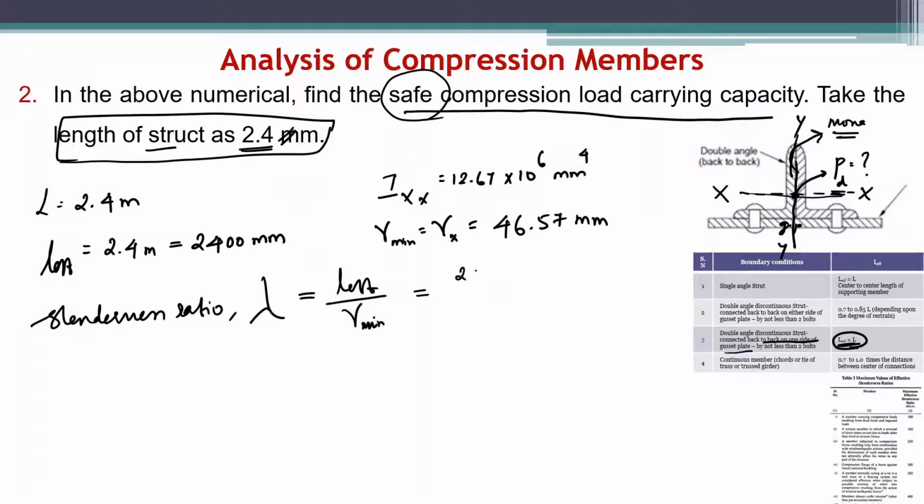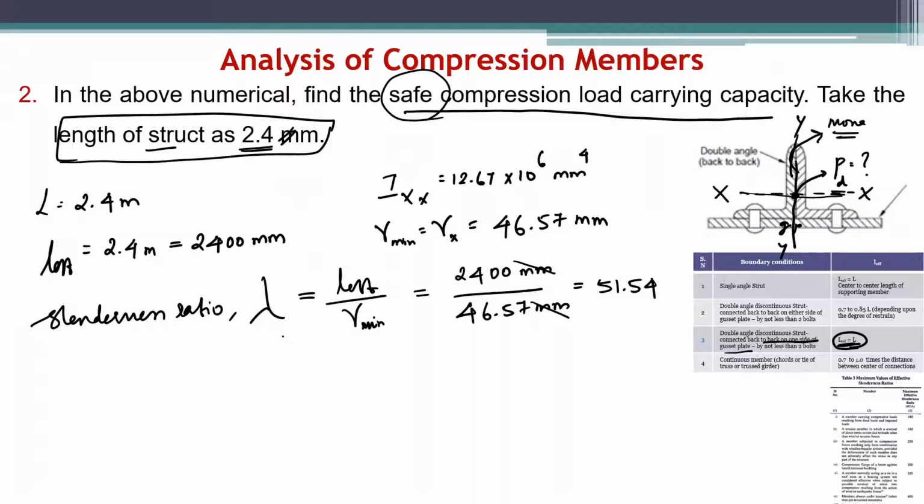Effective length is 2400 mm and radius of gyration is 46.57 mm. So again, if you see, the slenderness ratio is unitless. The value is 51.54. That is the slenderness ratio. Now we got the slenderness ratio of the given compression member.